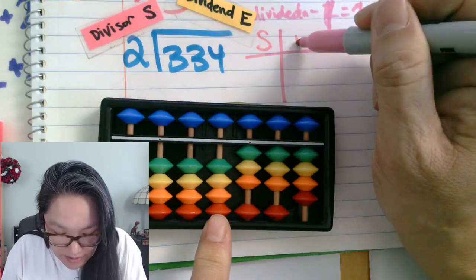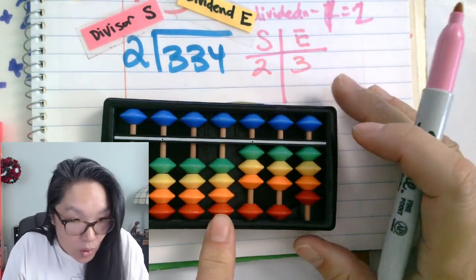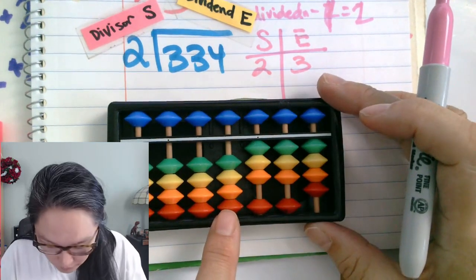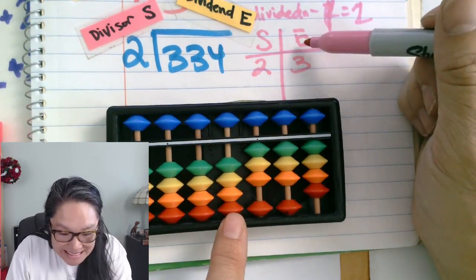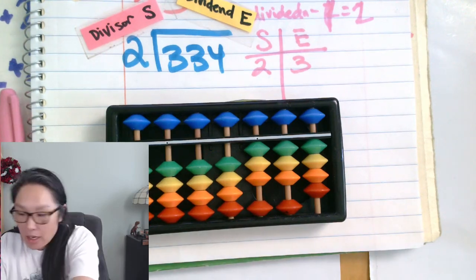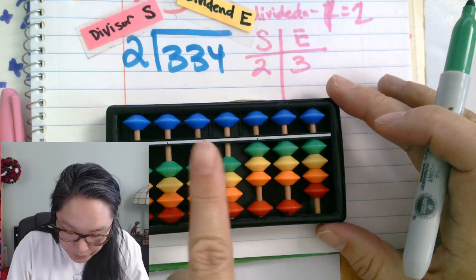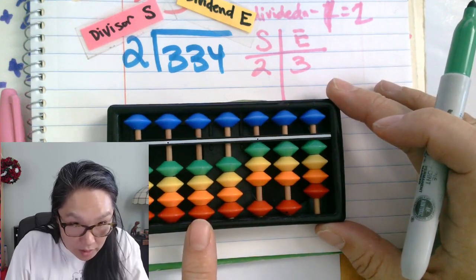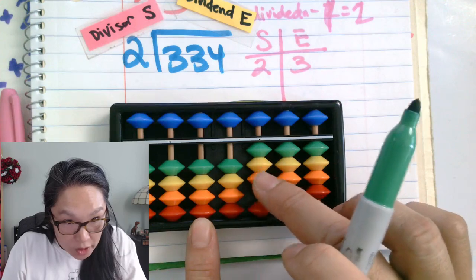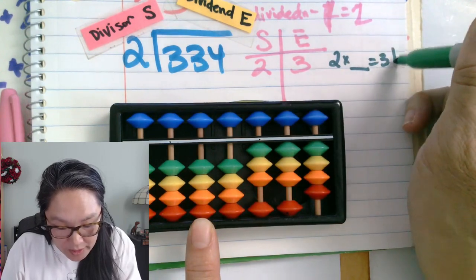So my dividend and my divisor. My divisor is 2. My dividend is 3. Which one is bigger? My dividend is bigger. So if my dividend is bigger, then I am going to skip one column. This is the column I'm going to skip. And I'm going to subtract one column. So I know I'm going to use this one column to subtract. So my question is, 2 times what is equal to 3 or less?